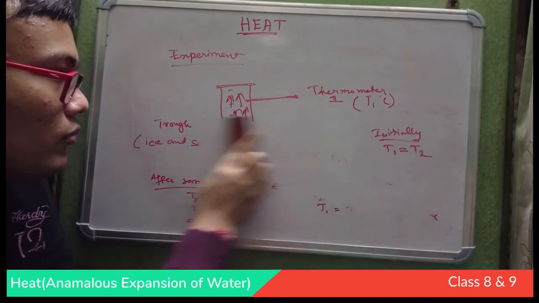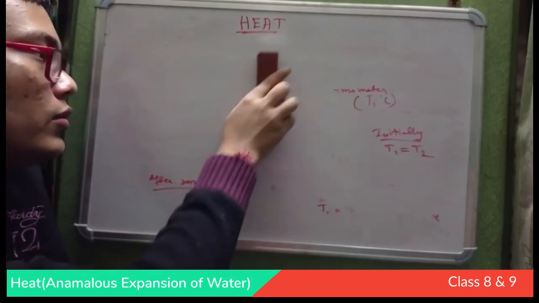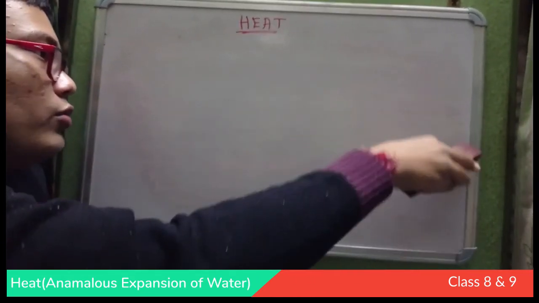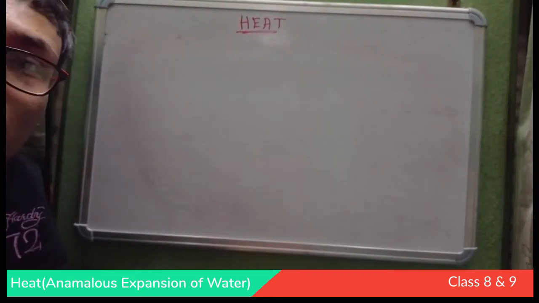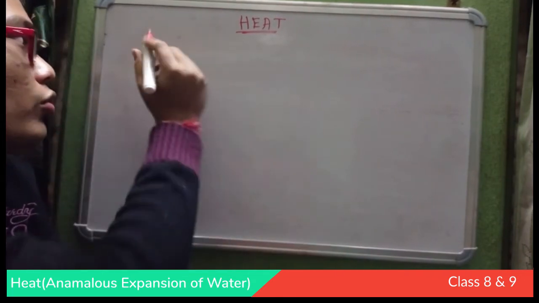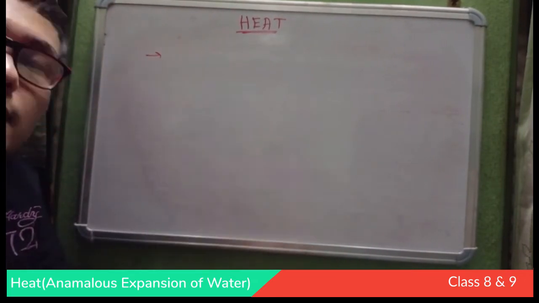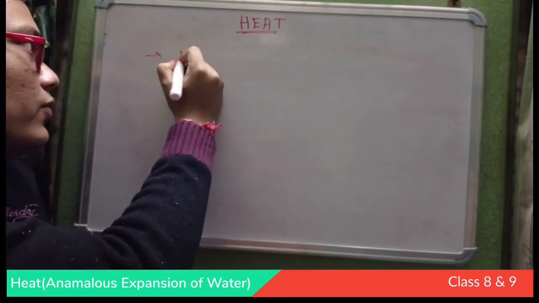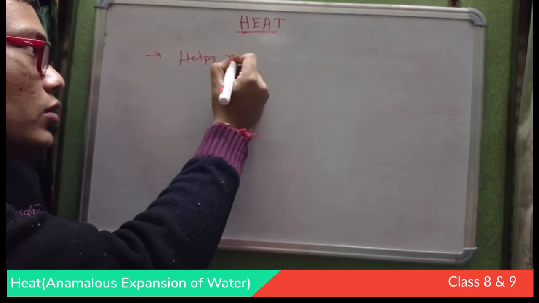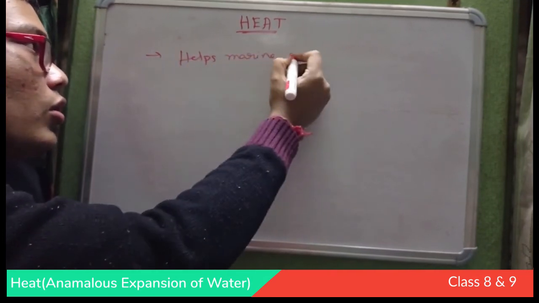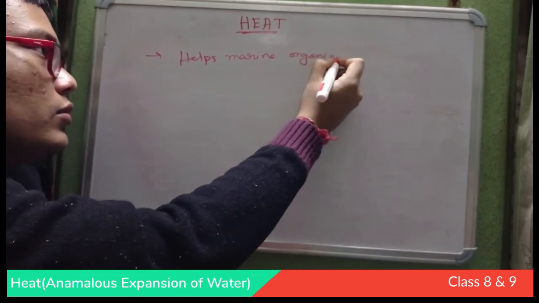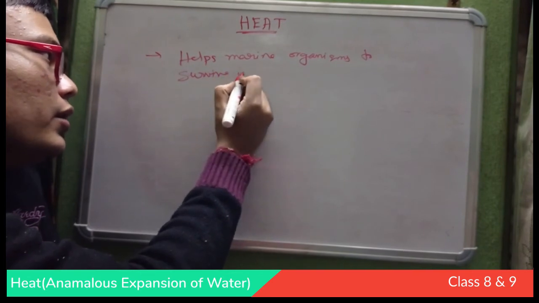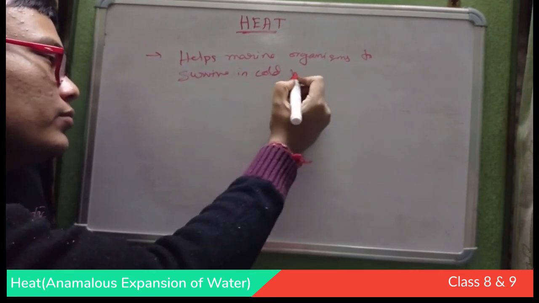Now, keeping in mind the anomalous expansion of water, we can conclude the following. This anomalous expansion of water helps marine organisms to survive in cold weather.